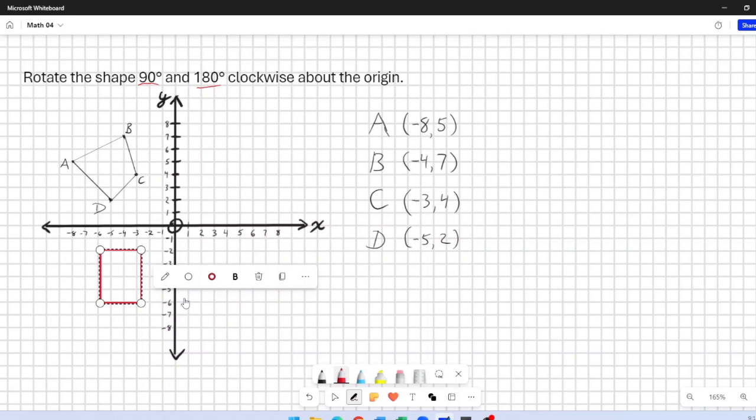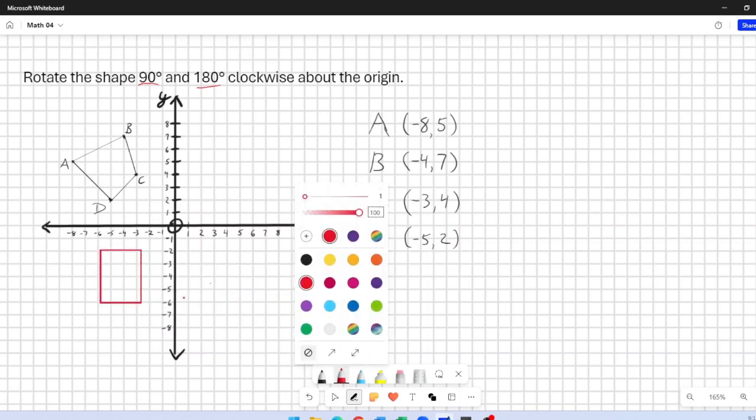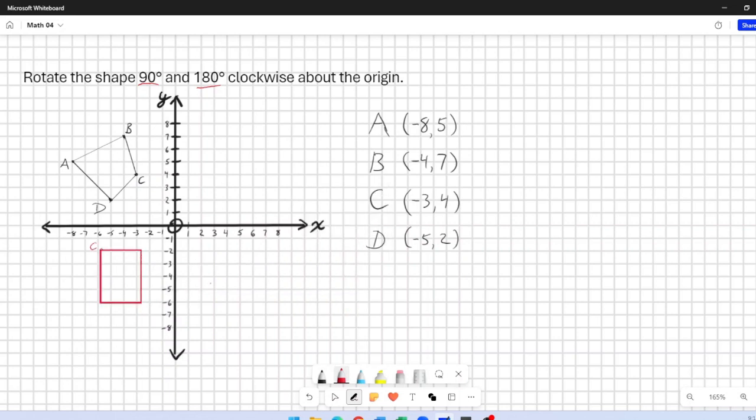To record that, here's point C. Right here is my origin. And you can see it's 3 units across and 4 units up. So when I try to rotate the shape 90 degrees, I'm going to actually try and rotate the whole thing. So what I want to do is rotate the rectangle 90 degrees.